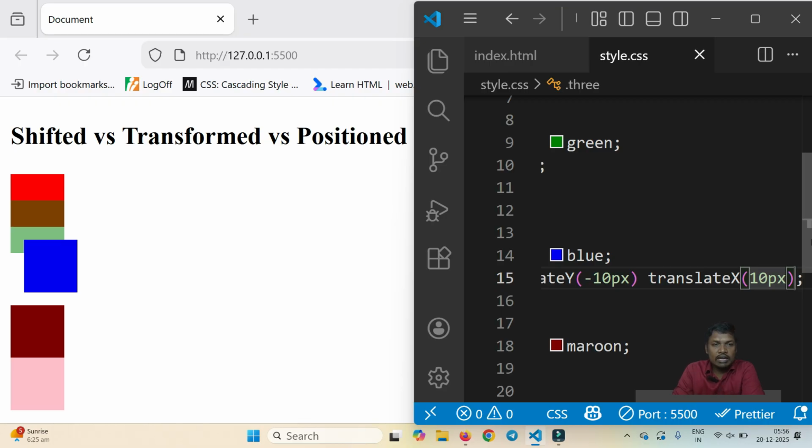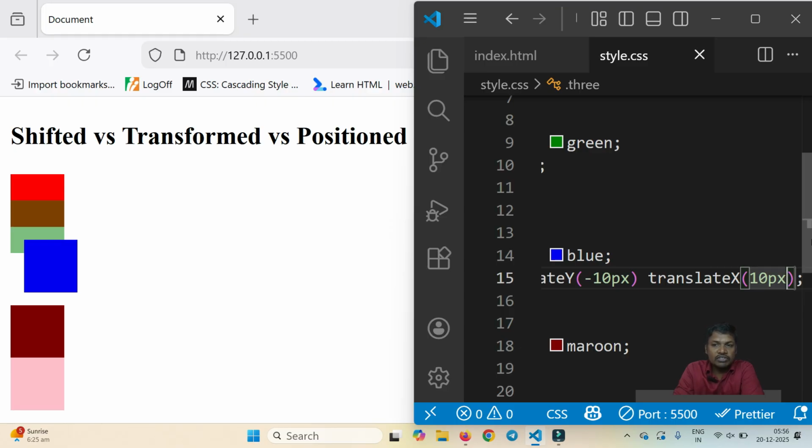It's not real overlapping. But look at this shifted element and transformed element. It overlaps the previous element, one element over another. The shifted element overlaps; it comes forward, over the normal element. The transformed element overlaps over the normal and shifted elements.